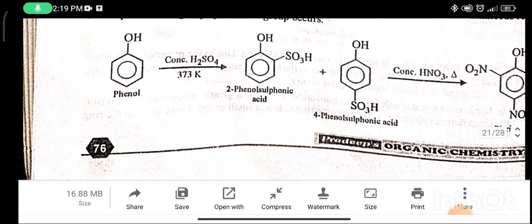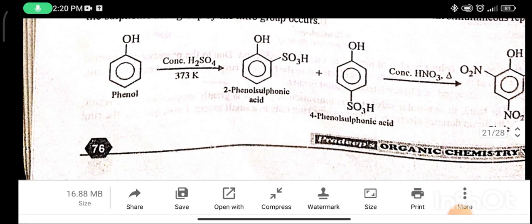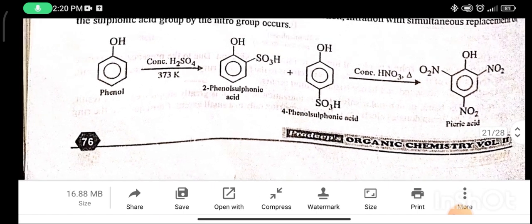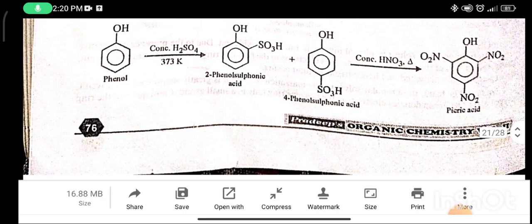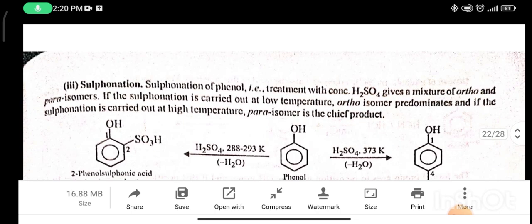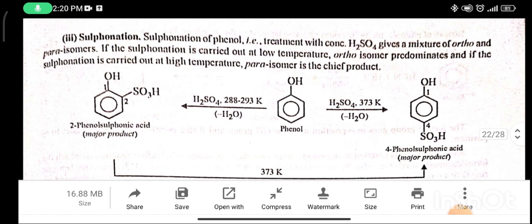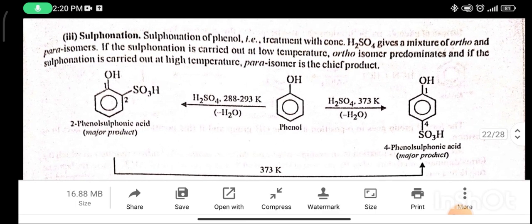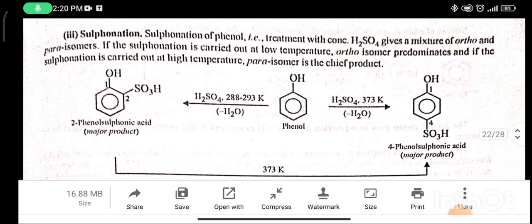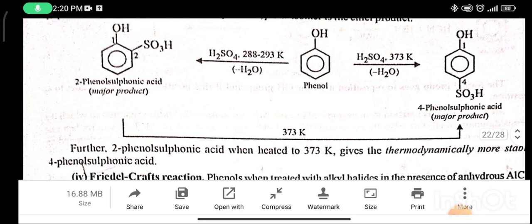Phenol reacts with concentrated H2SO4 at 373 Kelvin to give 2-phenol sulfonic acid plus 4-phenol sulfonic acid. It reacts with concentrated HNO3 to give picric acid. Sulfonation of phenol with concentrated H2SO4 gives a mixture of ortho and para isomers. If the sulfonation is carried out at low temperature, the ortho isomer predominates, and if it is carried out at high temperature, the para isomer is the chief product.